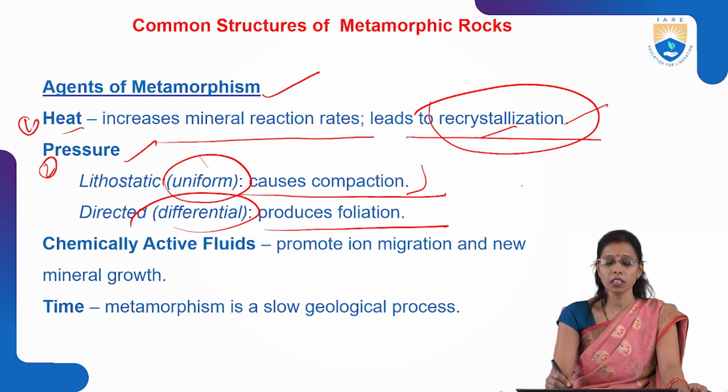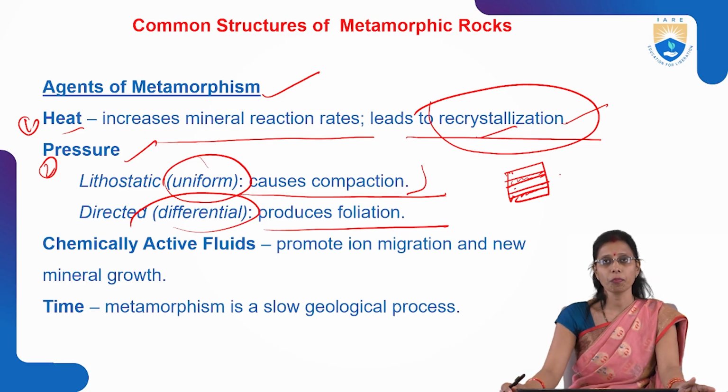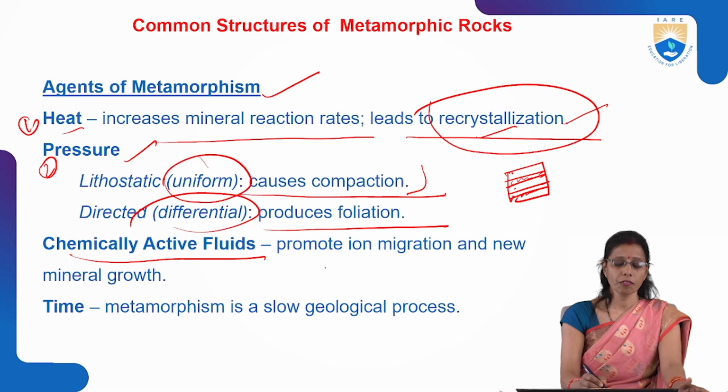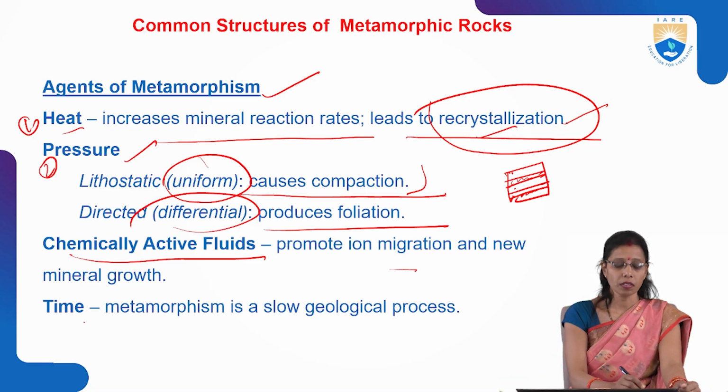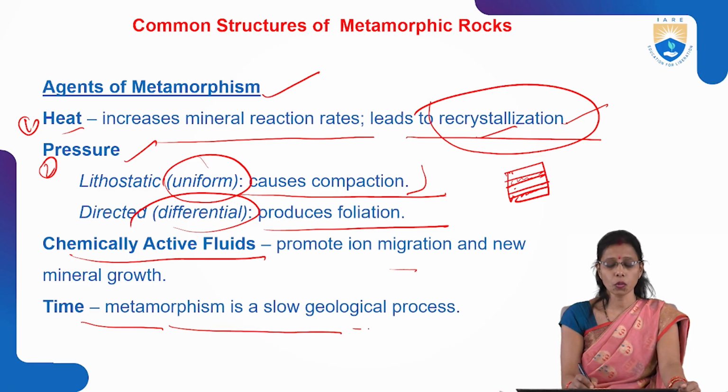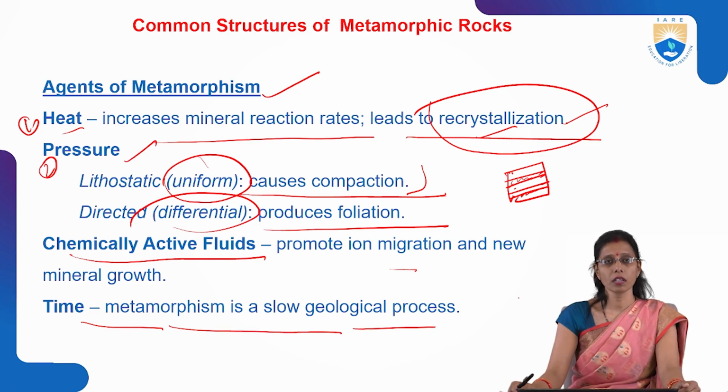Based on this pressure, the differential pressure produces foliation. Foliated rocks means it will have a band-like structure. So it will show in the rock, at the time of formation, a band-like structure. And chemically active fluids promote ion migration and new mineral growth here. And time is one more factor here. Metamorphism is a slow geological process. If we think it will convert immediately, no, it takes years and years, ages and ages to convert the original rock to a metamorphic rock.